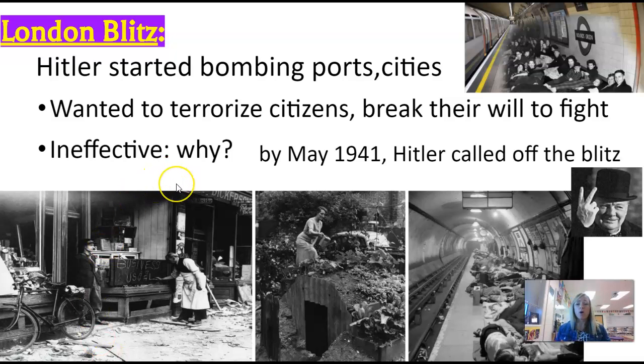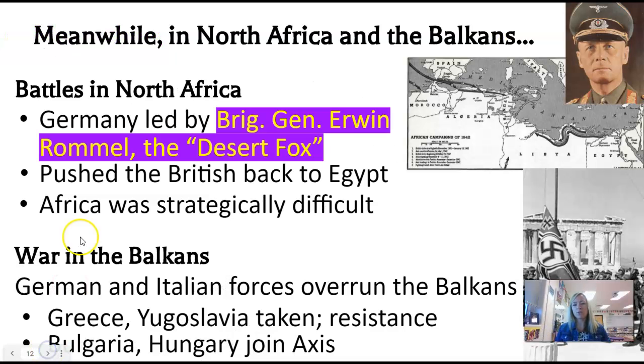The British people are, it is evident, not going to surrender. Hitler realizes this. He calls off the Blitz and realizes he will not be able to actually invade Britain. So at that point, he sets his sights on a different place, North Africa and the Balkans. Again, this is in an effort to take over resources. In North Africa, Germany is actually going to be led by Brigadier General Erwin Rommel, better known as the Desert Fox for being so sly.